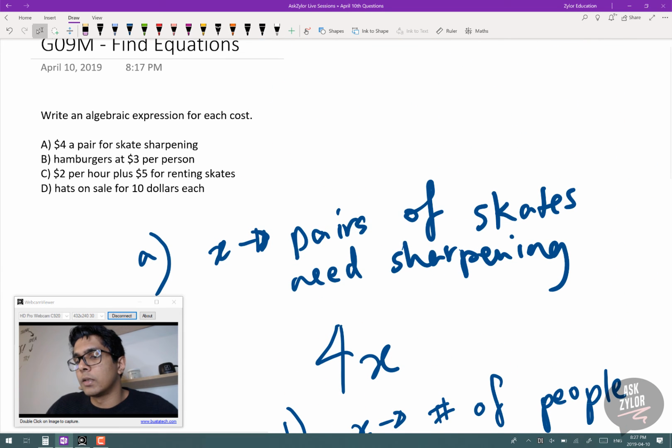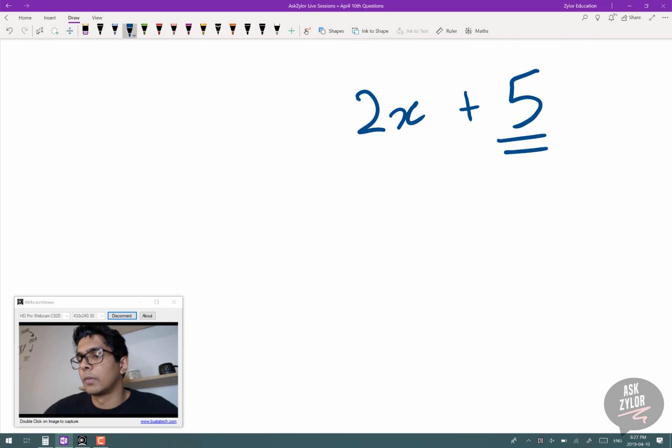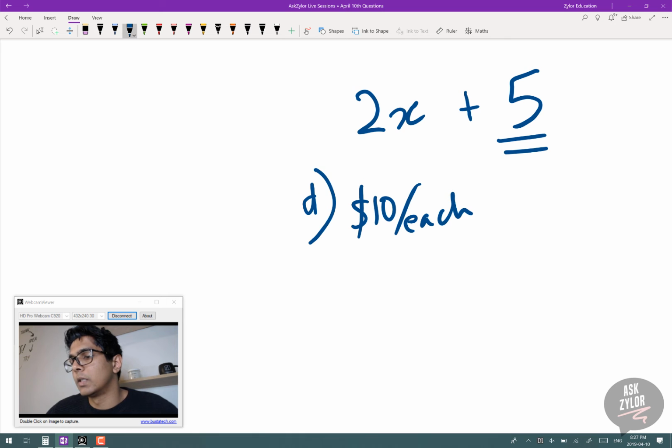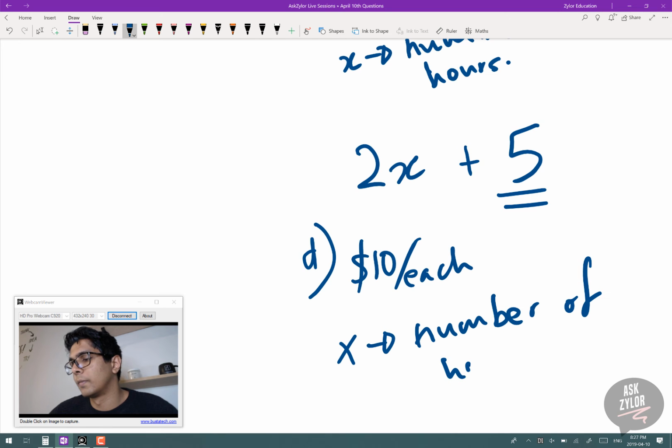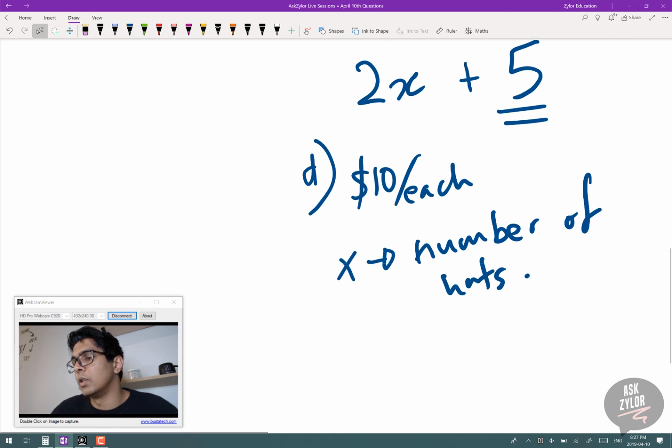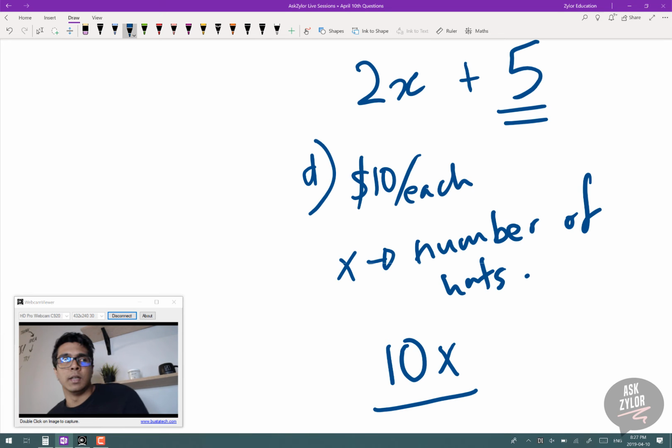And then the last one is hats on sale for $10 each. So this tells me the only changing variable is how many hats I'm buying. I'm going to introduce a variable again, saying x is the number of hats, and since each one of them is $10, the total cost is 10 times x. So for each hat I'm paying $10. If I buy 2, it's going to be 20. If it's 3, I'm spending $30.